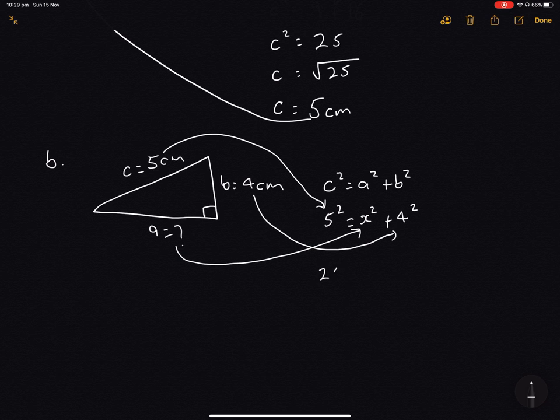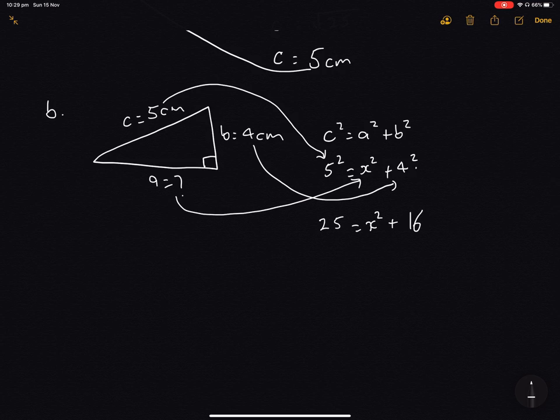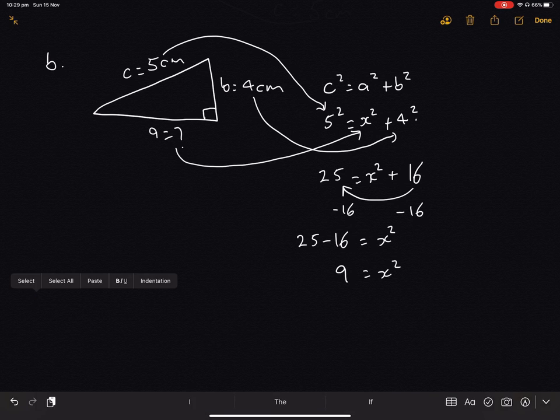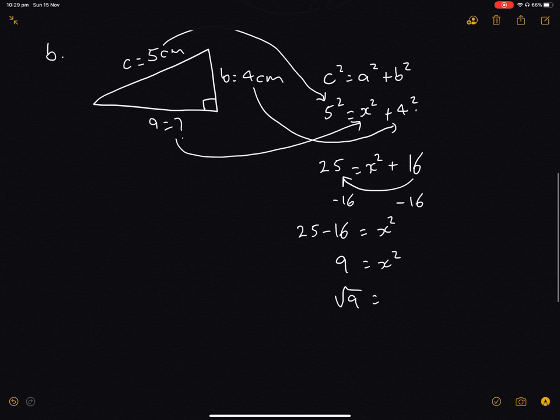So 5 squared, which is 25, is equal to x squared plus 4 squared, which is 16. Now this is a normal algebraic equation, so get 16 over here. So you do minus 16, so 25 minus 16 is equal to x squared. 25 minus 16 is 9. 9 is equal to x squared. So the square root of 9 is equal to x. 3 is equal to x. So in this case, 3 centimeters.